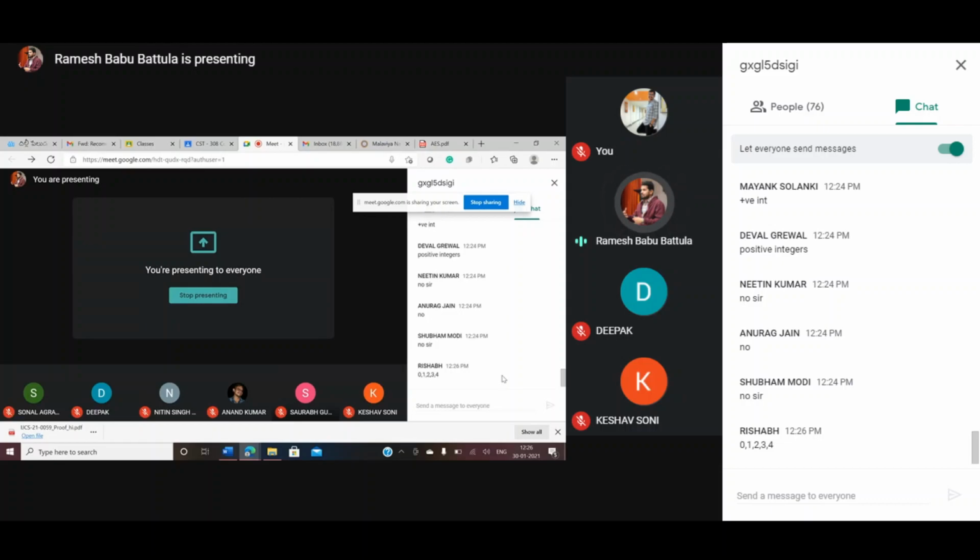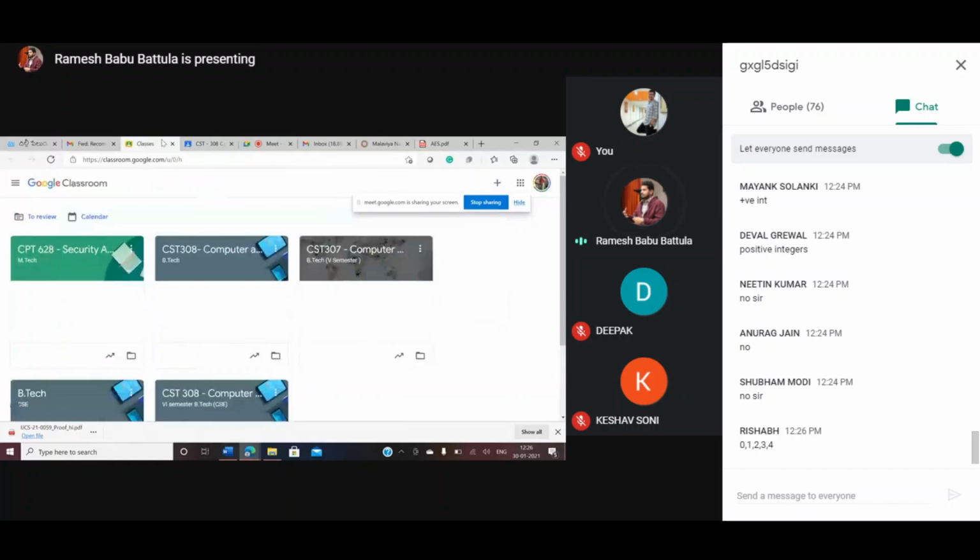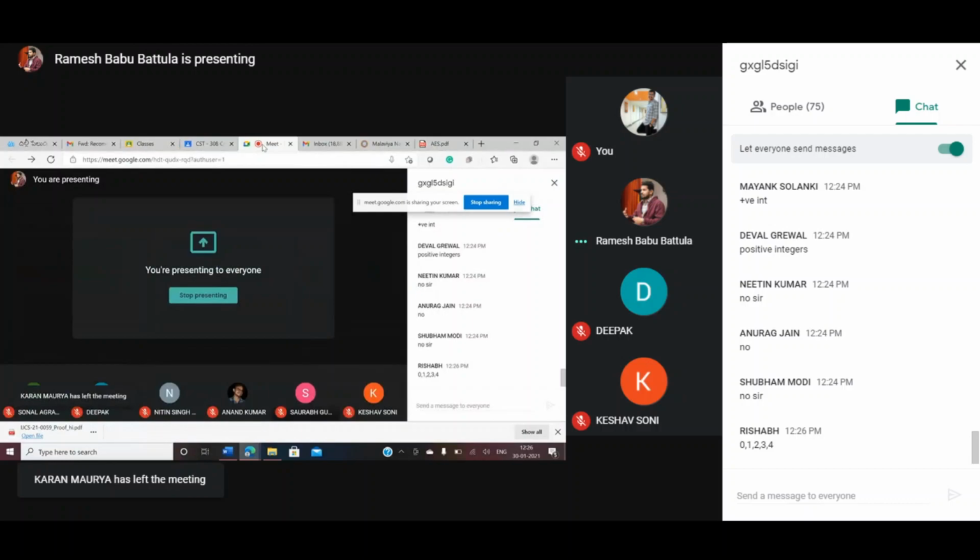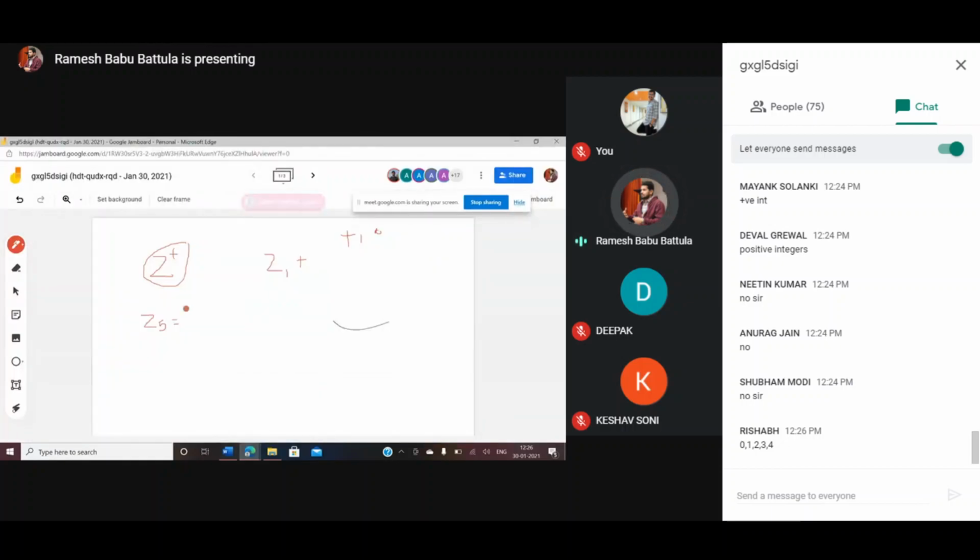Yeah, Rishabh, correct. 0, 1, 2, 3, 4 are there. Correct? So now I may call this a set. Now I may call these particular values... That means here you may observe, suppose I write here, the elements are 0, 1, 2, 3, 4, and 5. So these are there, suppose.